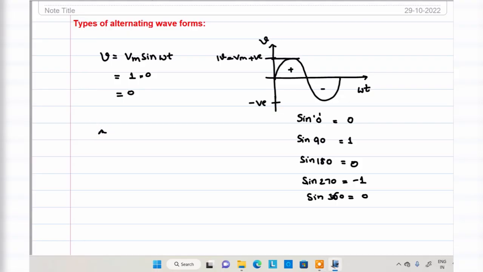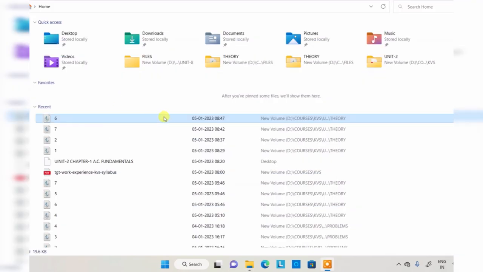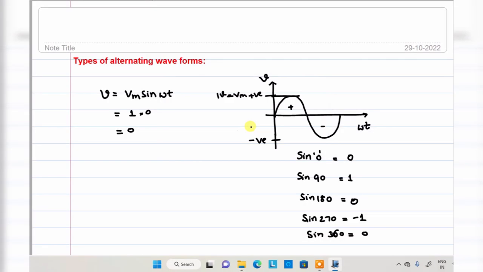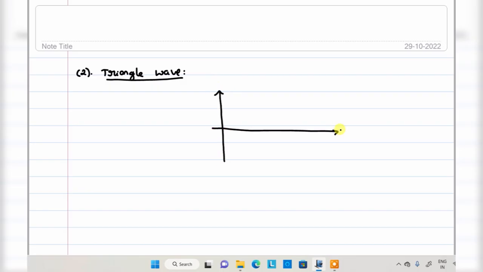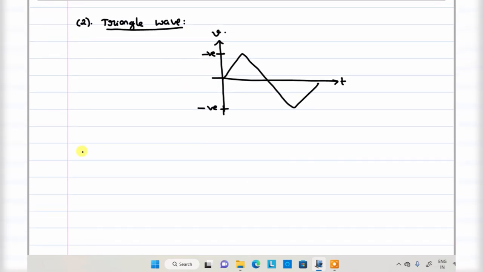For example, this is the time period. This is the voltage. Here, the next type is a triangular waveform. In this particular waveform, the magnitude is varying like a triangular wave. It has a positive magnitude as well as a negative magnitude. So this is another type of waveform we are discussing.